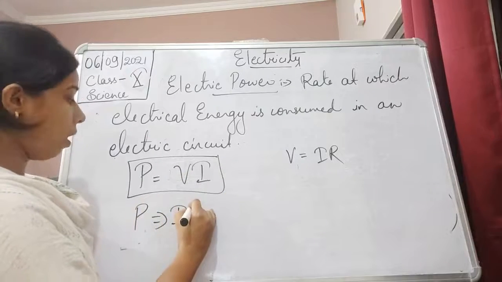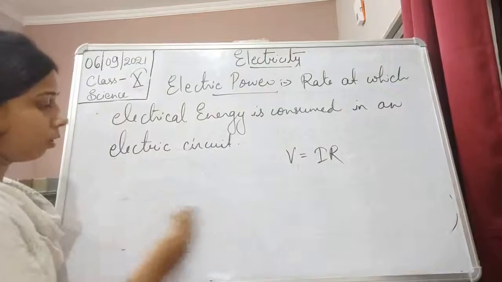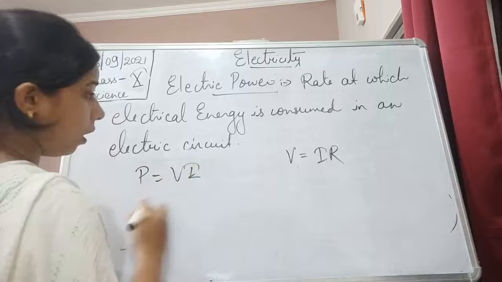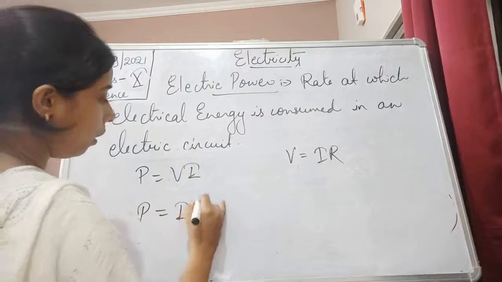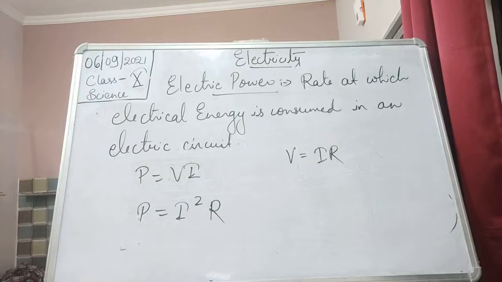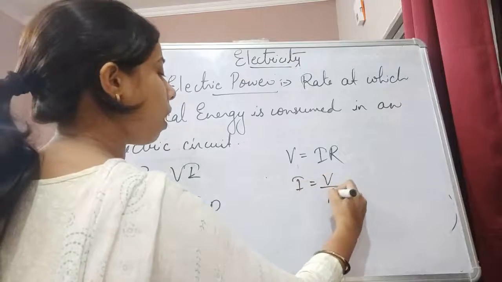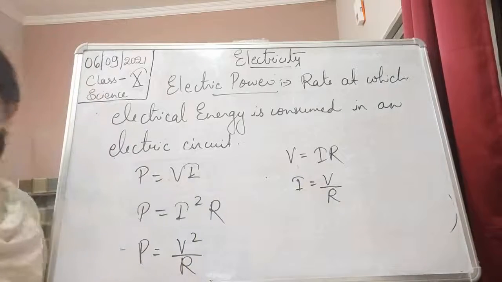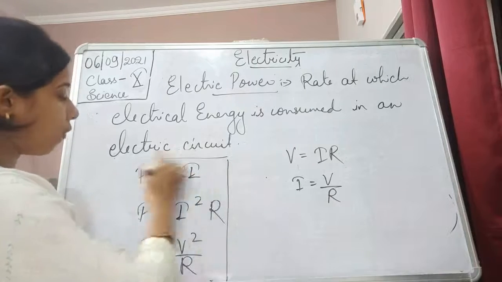So one more thing, power is given by P is equal to VI. Now see here, V is equal to IR, so we can again write it as power is equal to I square R. Or we can also write it as P is equal to V square upon R. Okay, so these are the two ways by which we are able to find the value of the power.